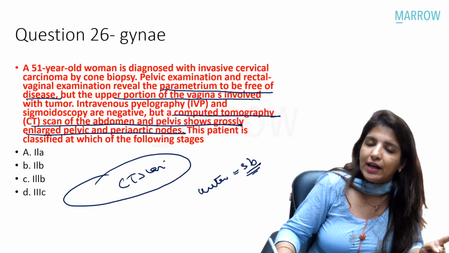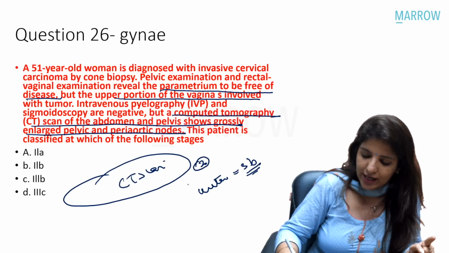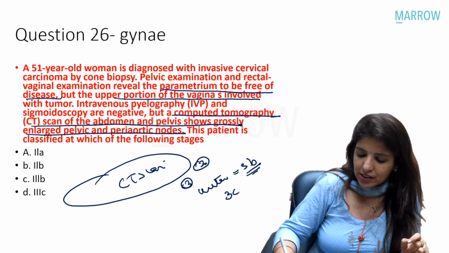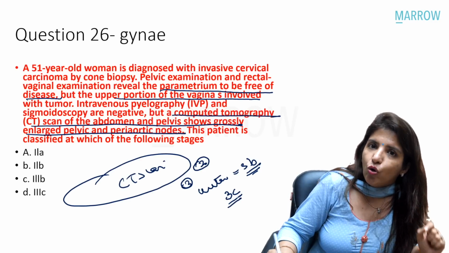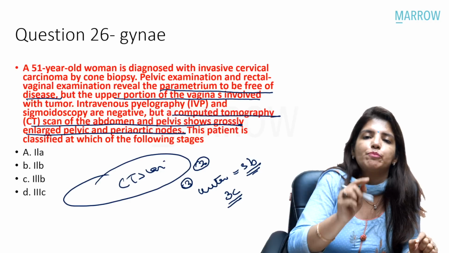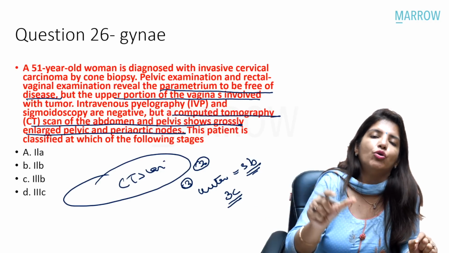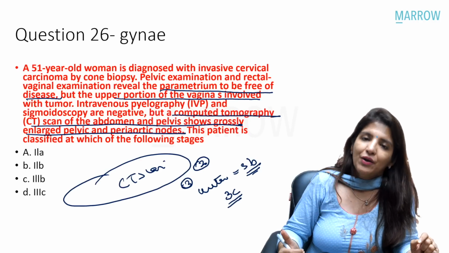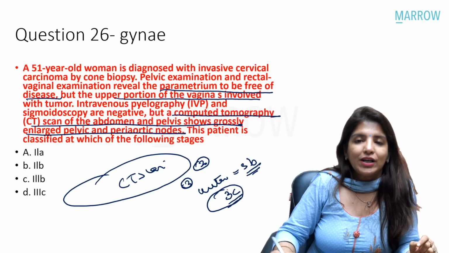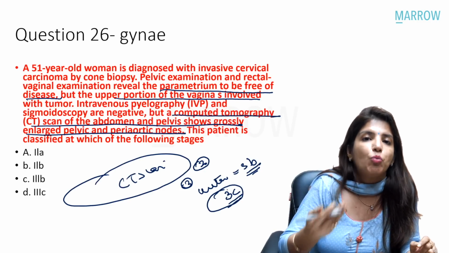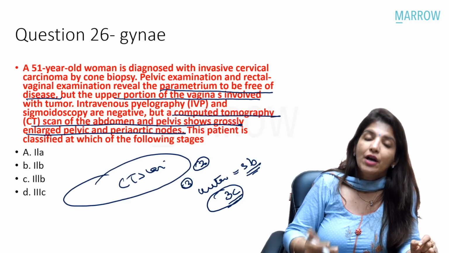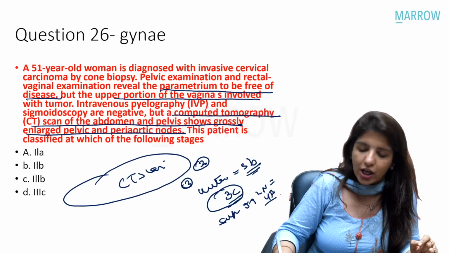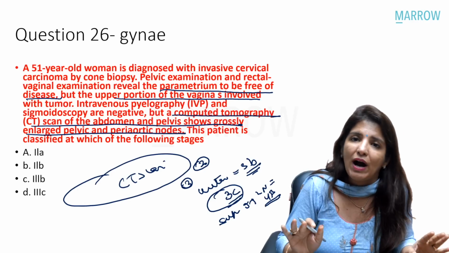Upper vagina is involved in stage 2, lower vagina is involved in stage 3. Lymph nodes are involved in stage 3C. In stage 4, there is metastasis. 4A means bladder and rectum involved. 4B means distant metastasis, including superficial inguinal lymph nodes. So pelvic and para-aortic are involved in 3C, in which 3C1 is pelvic, 3C2 is para-aortic, whereas superficial inguinal lymph nodes are involved in stage 4B. This is broadly what you have to remember.